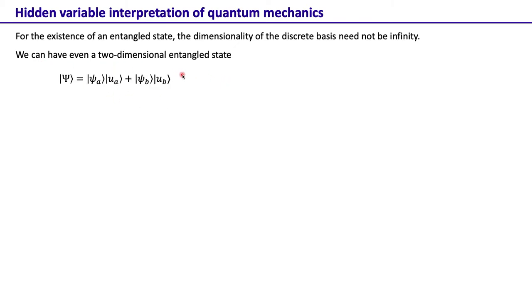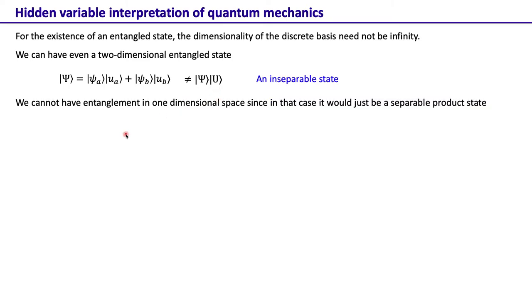So entanglement need not only be in the infinite dimensional basis; entanglement can also be in a finite dimensional basis, and in fact it can be in a two-dimensional basis as well. In a two-dimensional basis where the two basis vectors are a, b, we can write the entangled state as psi a u a plus psi b u b, where psi is the wave function corresponding to the first particle and u is the wave function corresponding to the second particle. This is entangled because this wave function cannot be factorized or separated like that. So it's an inseparable state and hence entangled.